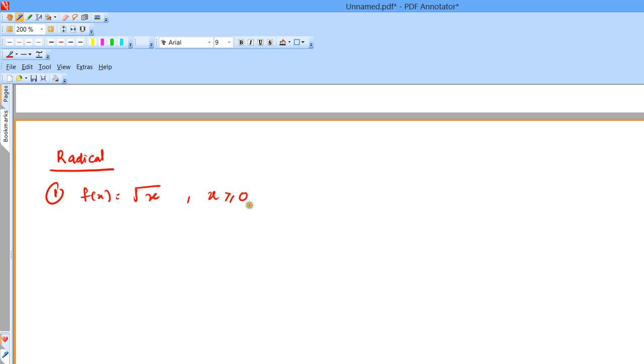So from this condition, we will know the domain. Since x must be greater than or equal to 0, the domain starts from 0, including 0, to positive infinity. For the range, we know the domain starts from 0, so if you substitute 0 into this function, the square root of 0 equals 0, so the range starts from 0 to positive infinity.